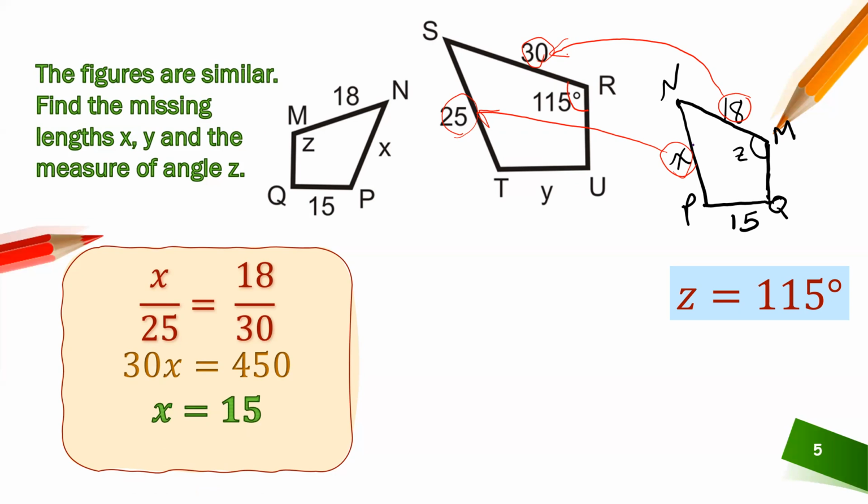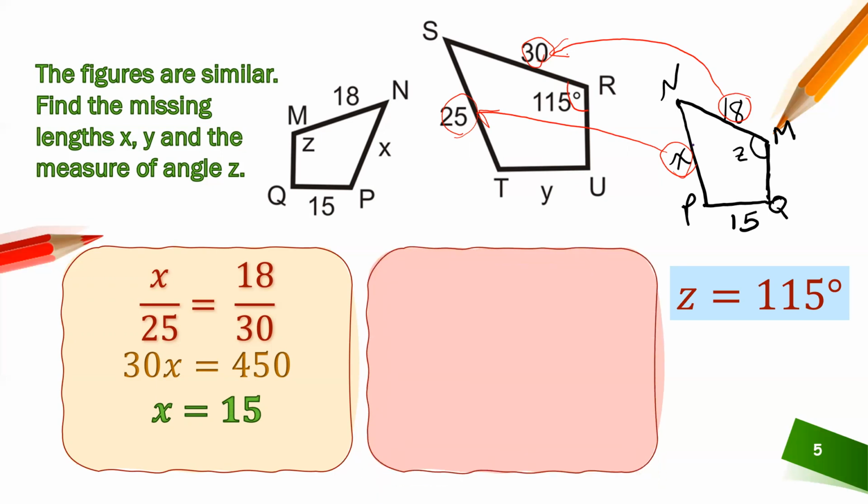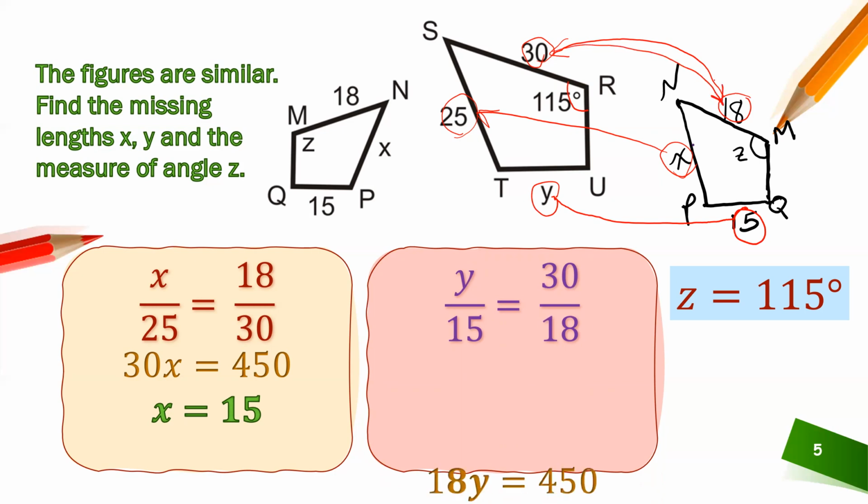Okay, let's go find Y. Go ahead and write down a proportion for Y and try it on your own. Pause the video if you need. I see that Y is to 15. Okay, I'm going from here to there. Y is to 15 is the same as 30 is to 18. Cross multiply, divide by 18, Y is 25.